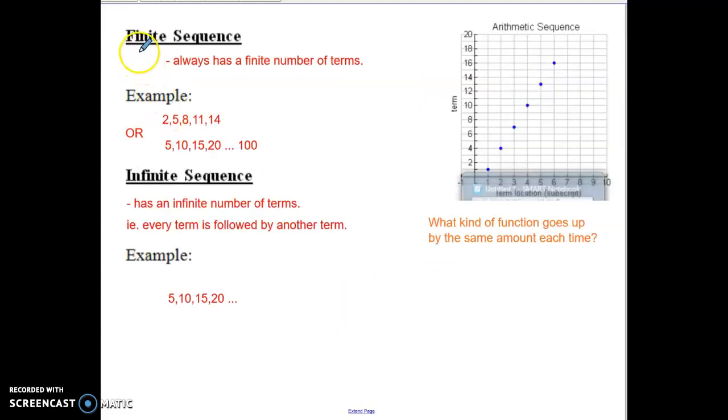A few more terms here. We have a finite sequence. Finite means it has a set number of terms, like a finite number of terms. Here's a couple examples. An infinite sequence goes on forever, so every term is followed by another term. So if you see the ... here at the end of a sequence, that means it just keeps on going and it has no end. So it goes on forever. Pause the video here if you need a minute to finish writing that down.